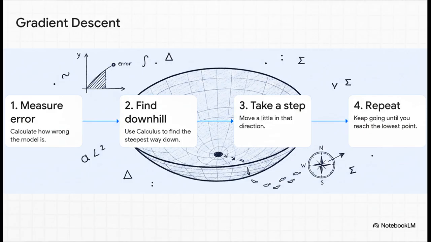This direction has a technical name, the negative gradient, but you can just think of it as a compass that's always pointing straight downhill. You take one small step in that direction, and then you just do it again, and again, and again. You repeat this whole process until you can't go any lower. That lowest point is the best possible version of your model. So calculus gives you the compass, and optimization is the journey of walking down the hill.